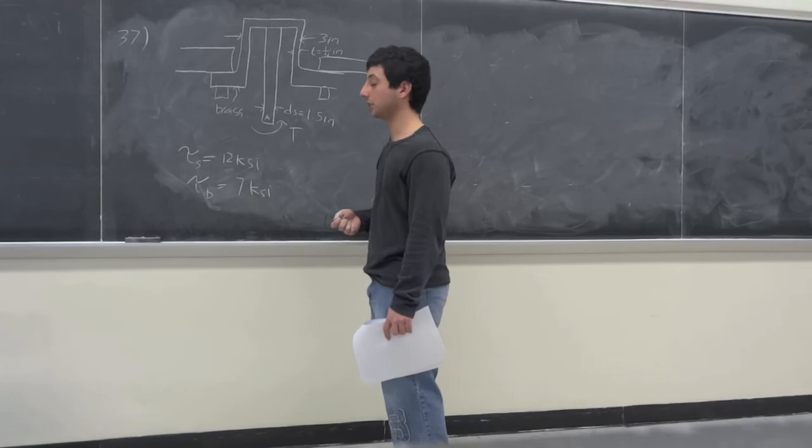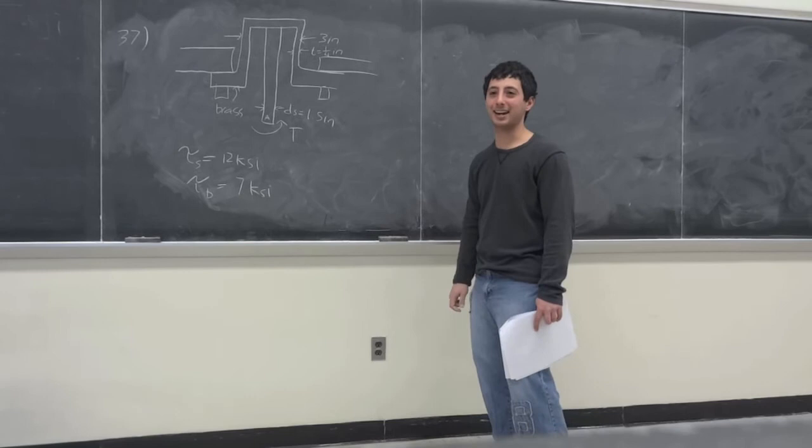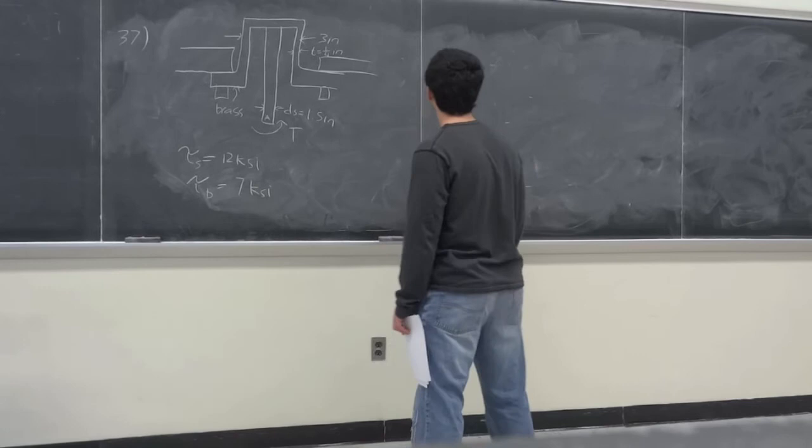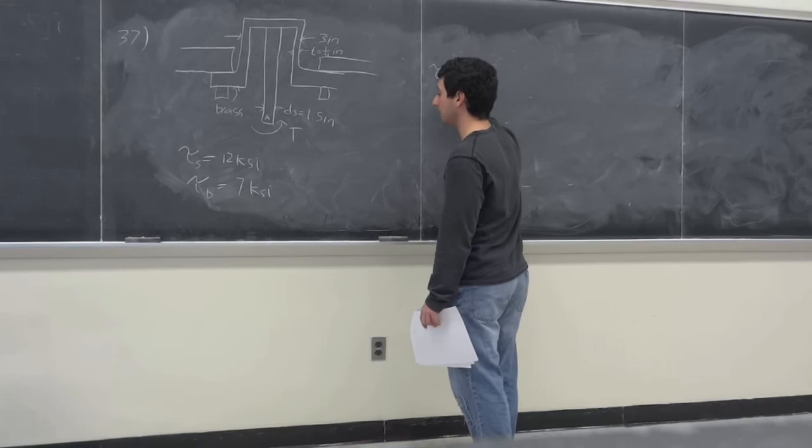Did you guys see J in statics? I think so. Yeah, J. Yeah, you did? Okay. All right, so the tau for the steel is equal, okay, so what?